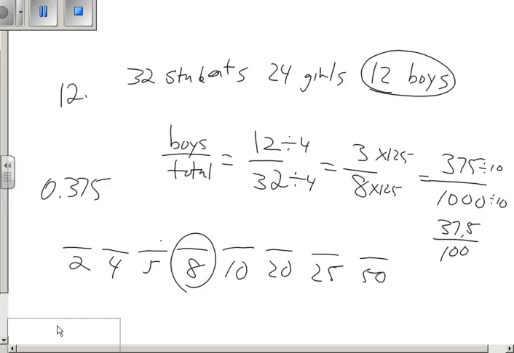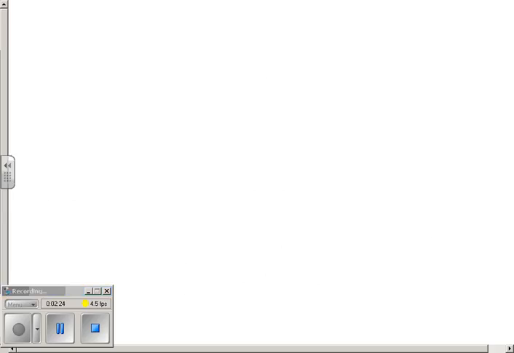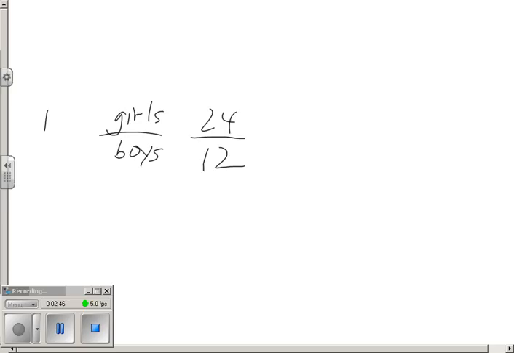The second part says, what is the girls to boys ratio? Well, again, we have girls to boys. So I'm going to write that again as girls to boys. I'm going to write my word form first, and then I'm going to know it's 24 girls to 12 boys. Now, keep in mind, this is a part-to-part ratio.